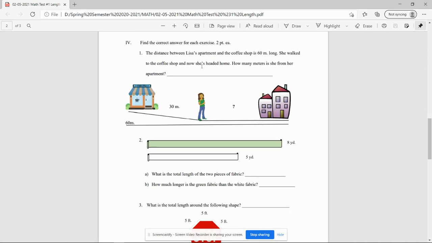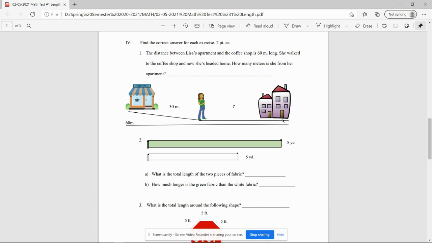Then for part 4, it says find the correct answer for each exercise. So number 1, it says the distance between Lisa's apartment and the coffee shop is 60 meters long. So this entire distance is 60 meters long. She walked to the coffee shop and now she's headed home. How many meters is she from her apartment?